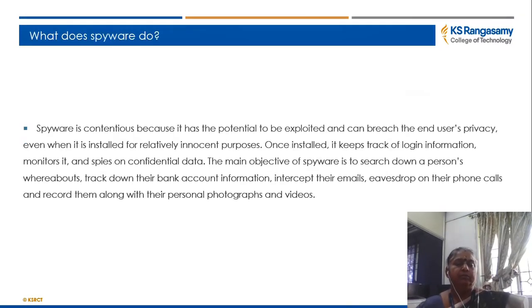What does spyware do? Spyware is a concern because it has the potential to be exploited and can breach the end user's privacy even when it is installed for a relatively innocent purpose. Once installed, it keeps track of login information, monitors it, and spies on confidential data. The main objective of spyware is to track down a person's whereabouts, track down their bank account information, intercept their emails, eavesdrop on their phone calls, and record them along with their personal photographs and videos also.